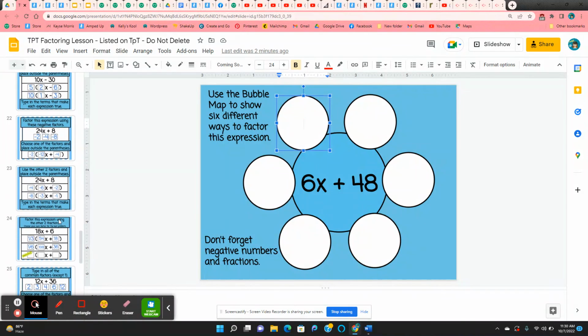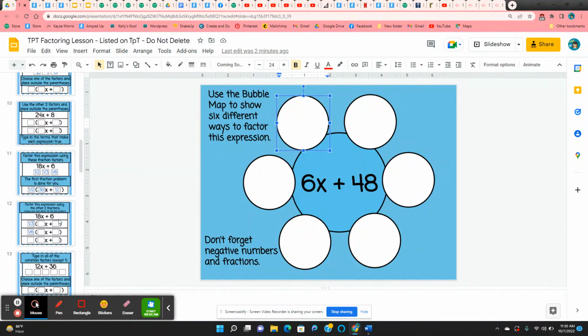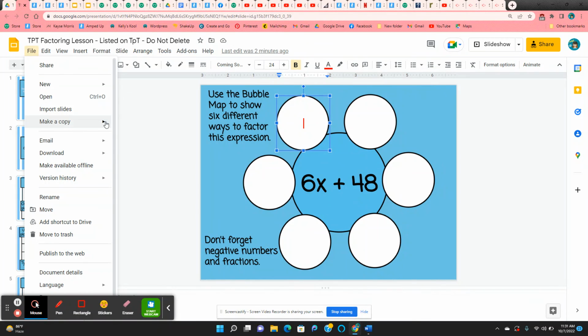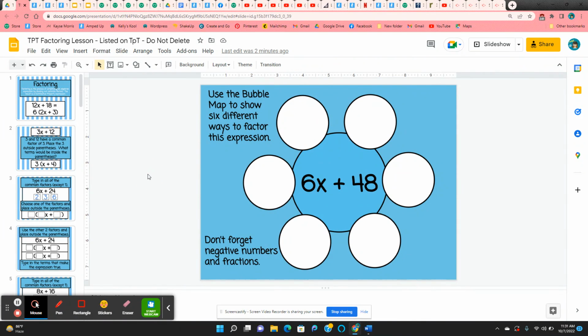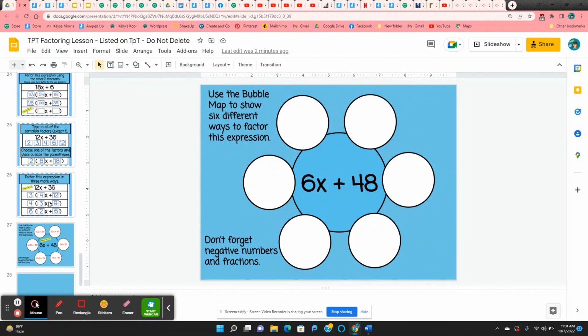Now, all of the teacher slides are on here that are completed. All the teacher needs to do is make a copy of the entire slide deck. So they would come up here to File, make a copy of the entire presentation, and make a class copy for the students. And that way they can then delete all of the completed slides.